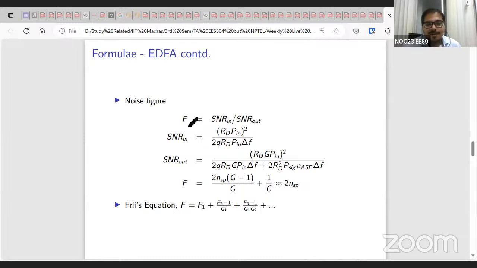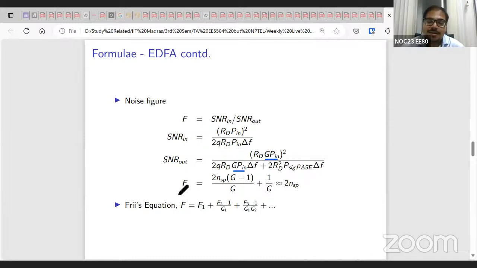In dB scale, you will have SNR in minus SNR out. That kind of division will become subtraction in log scale. Just that. So these are all in linear scale. SNR in will be this much, using only shot noise. Then SNR out will be this, the power output is getting changed. And signal-ASE beat noise will also contribute to the noise.